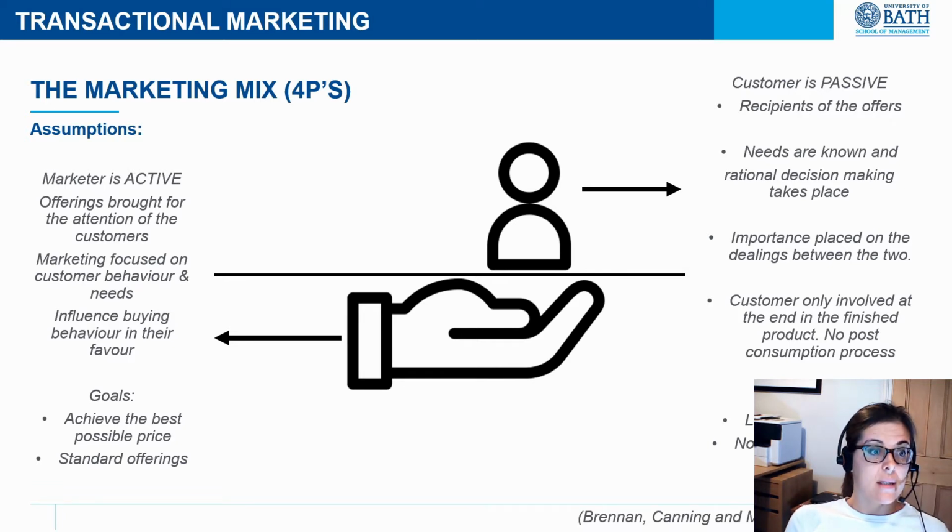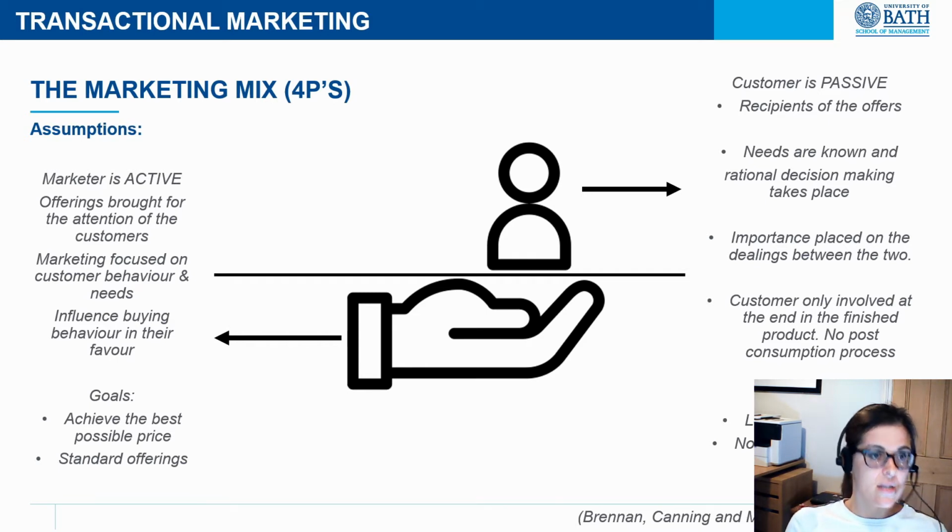The price is often focused around getting the best possible price for the product. Place is the distribution channels that the customer can buy the product from. So what are the channels that the organization needs to select to enable the customer to buy it? And then last is always the promotion of the product. And again, often these are seen in isolation.